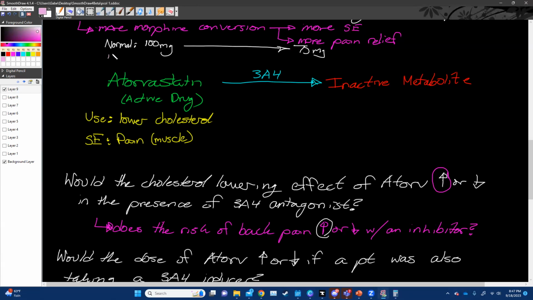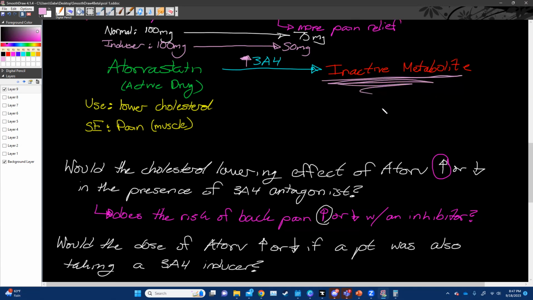An inducer is going to make that process faster. So if we had 100 milligrams, it's going to increase the action of 3A4. So maybe now we only have 50 milligrams left after it goes through the enzyme. So it's almost like we have an ultra rapid metabolizer. So an inducer is going to increase the action of the enzyme, meaning that more of the drug is going to exist as an inactive metabolite, which means that we need a higher dose of atorvastatin in order to counteract the inducer.